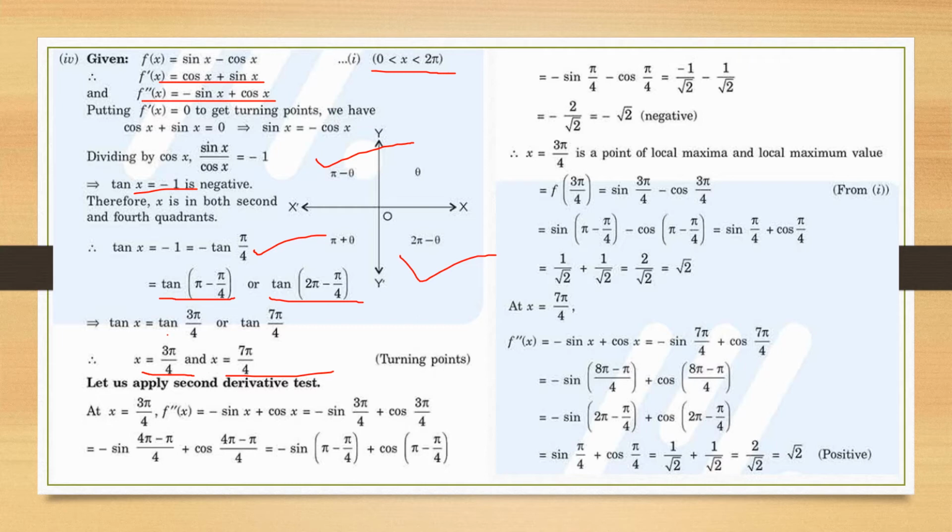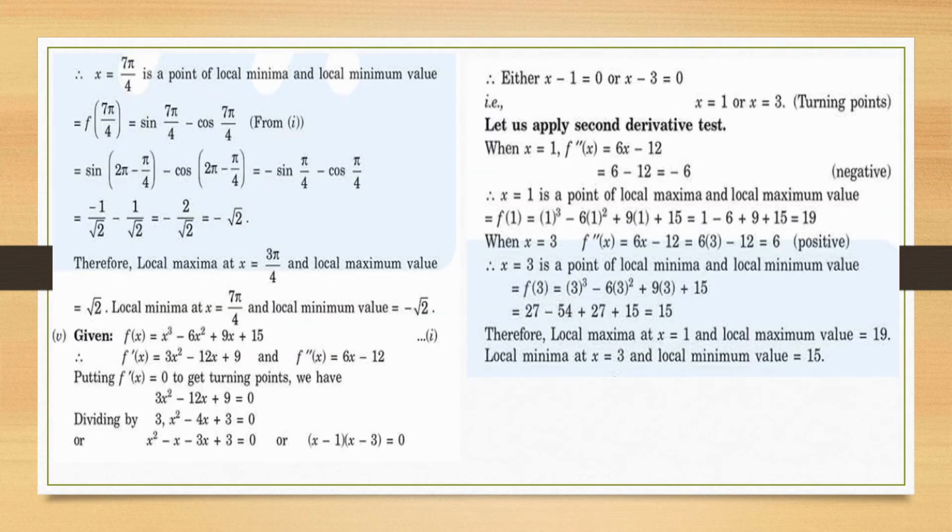When I apply the second derivative test at 3π/4, I'll get the value like this: minus sin 3π/4 plus cos 3π/4, which is minus root 2, that is negative. And the maximum value can be obtained by f of 3π/4, which is coming out to be root 2. And again at x equal to 7π/4, the double derivative gives me the positive value, root 2, and the minimum value will be obtained by f of 7π/4, which is minus root 2.